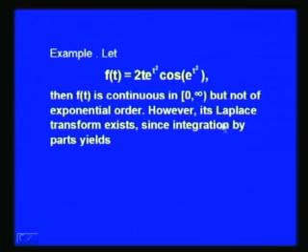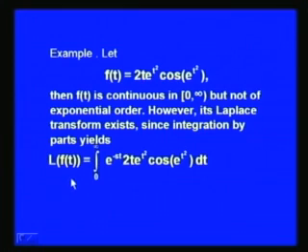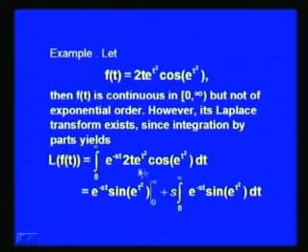However, its Laplace transform still exists. Since integration by parts yields the Laplace transform of f(t) as the integral from 0 to infinity of e to the power minus s t into 2t into e to the power t square cos of e to the power t square dt. When we integrate by parts here, 2t e to the power t square into cos of e to the power t square is nothing but the differential of sine of e to the power t square.